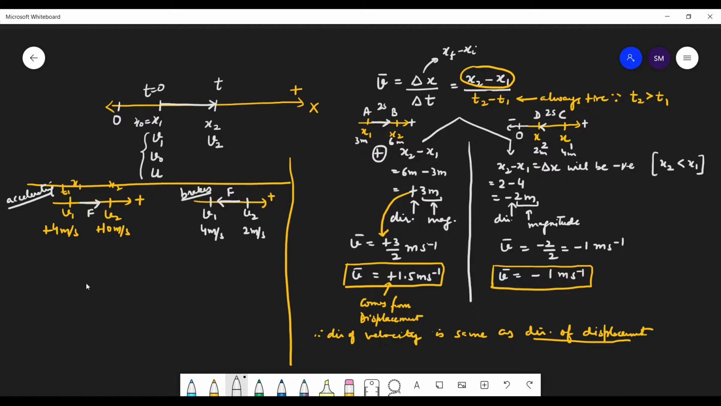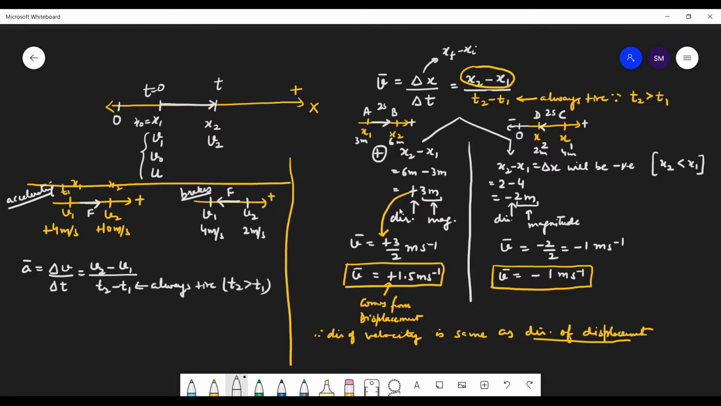Yes, sir. So now the important thing is that when I am finding the average acceleration, that is equal to delta v by delta t, and that is equal to v2 minus v1 upon t2 minus t1. So this t2 minus t1 is always positive, as I told you, because t2 will always be greater than t1, because this is the final time and this is the initial time. Now the sign of your average acceleration depends on the change in velocity.